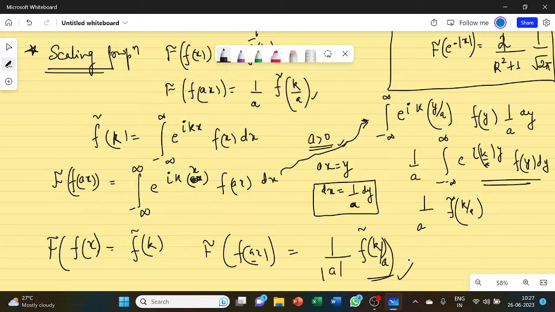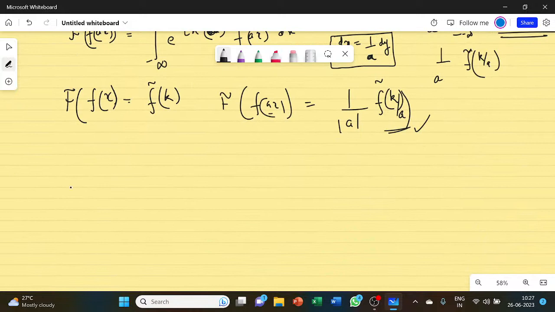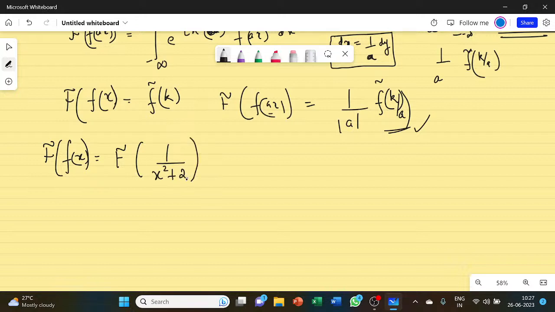Okay, this is how you can write it up. Now you see, the question that was given to you was this. For example, I want to find the Fourier transform of f of x, where f of x is simply 1 upon x square plus 2. Okay, it is x square plus 2. So let us derive a simple result to it, and then we'll see.